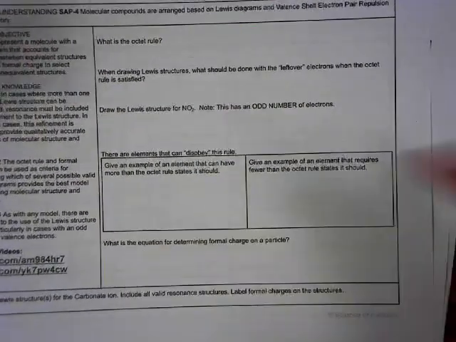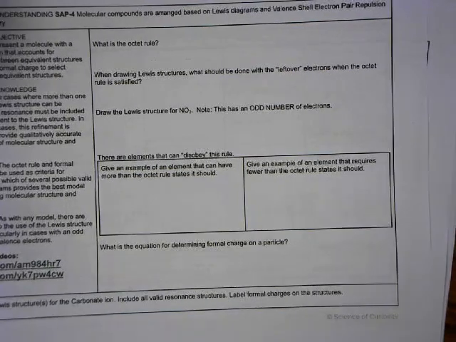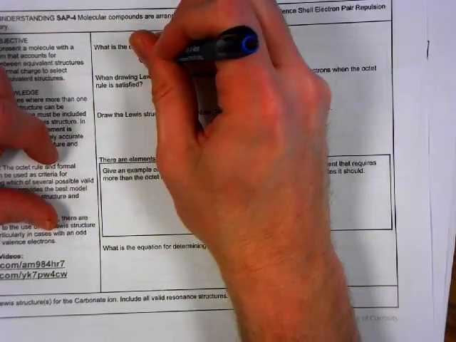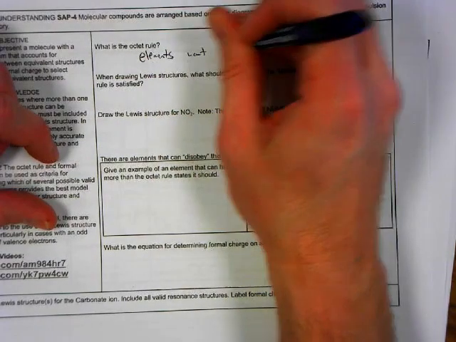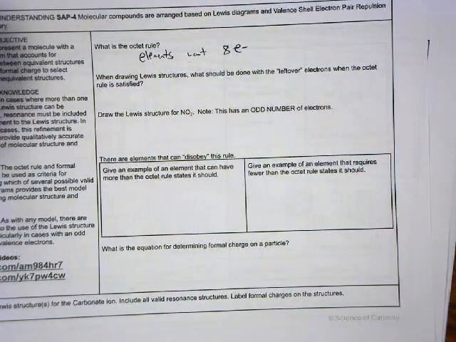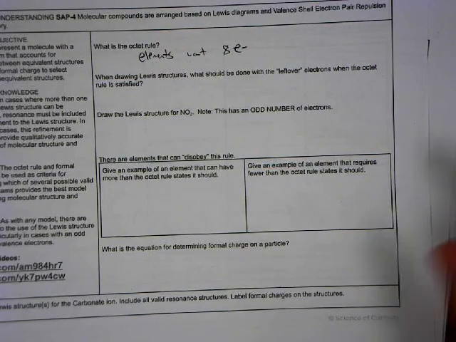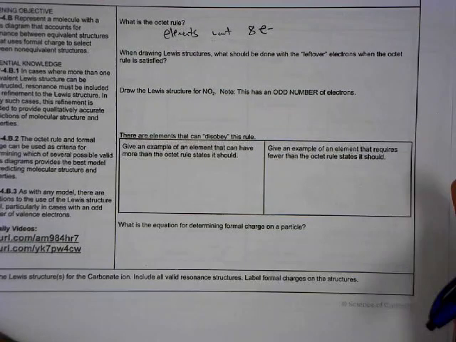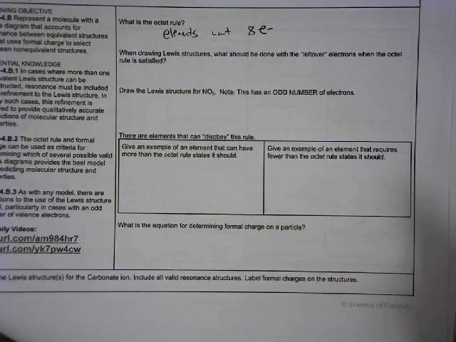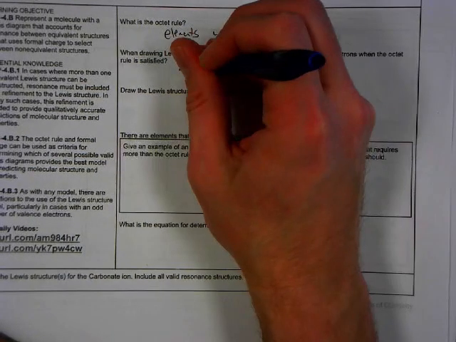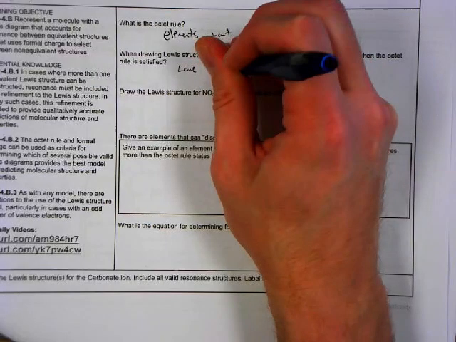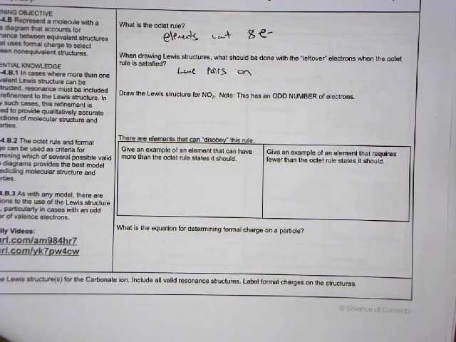Good? Next page. So here it is. What is the octet rule? The 8 rule. Valence electrons. Elements want 8 electrons. They want a full outer shell. When drawing Lewis structures, what should be done with the leftover electrons when the octet rule is satisfied? Where do they go?